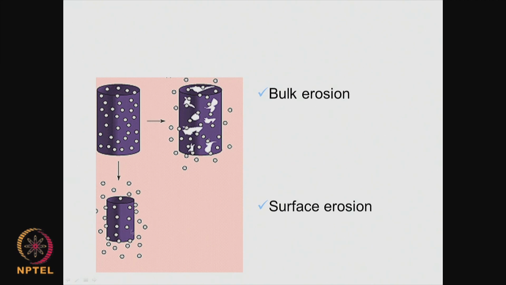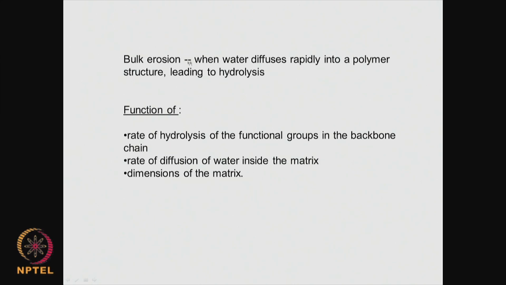So, it is very nice to have if you are talking about slow drug release, whereas bulk erosion, as the water starts going in, suddenly there could be degradation taking place at various places inside the material also. So, bulk erosion is when water diffuses rapidly into a polymer leading to hydrolysis. This is a function of the rate of hydrolysis of the functional groups, the rate of diffusion of water inside the matrix, and the dimensions of the matrix. All these play a very important role in deciding whether the material undergoes bulk or surface degradation.